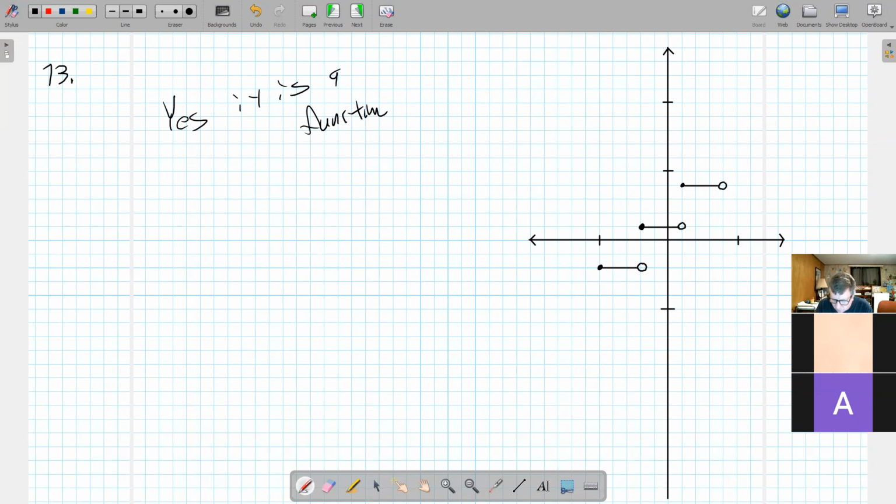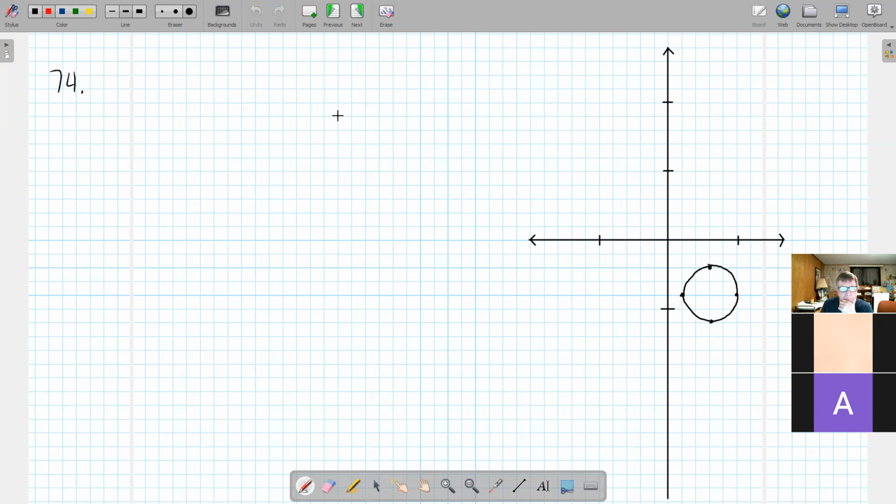Now, if I were to fill in this dot right there, it would no longer be a function because it would fail the vertical line test. When x is -2, y would take on two values. Y would be 1 or y would be -2. So if that was filled in, it wouldn't be a function, okay? But as it is, it's a function.